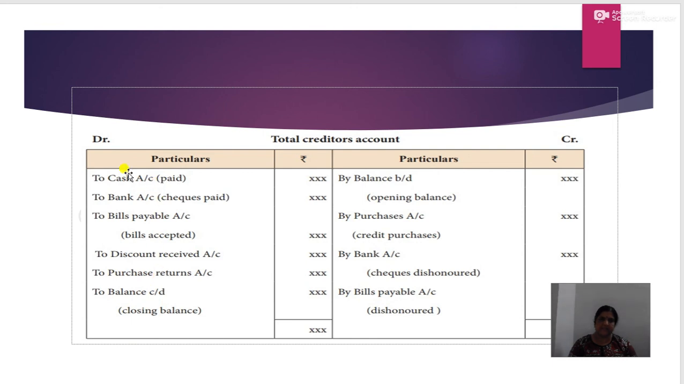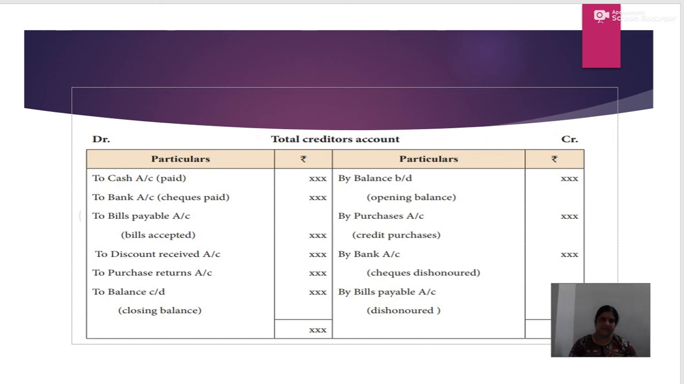On the debit side, the items appearing include to cash, that is cash paid to suppliers. Then to bank, that is check issued to the suppliers. Then bills payable, that is bills accepted. Then to discount received, to purchase returns, that is returns outwards, and also the closing balance, that is balance carried on. So these are the items appearing on the debit side and credit side of total creditors account.